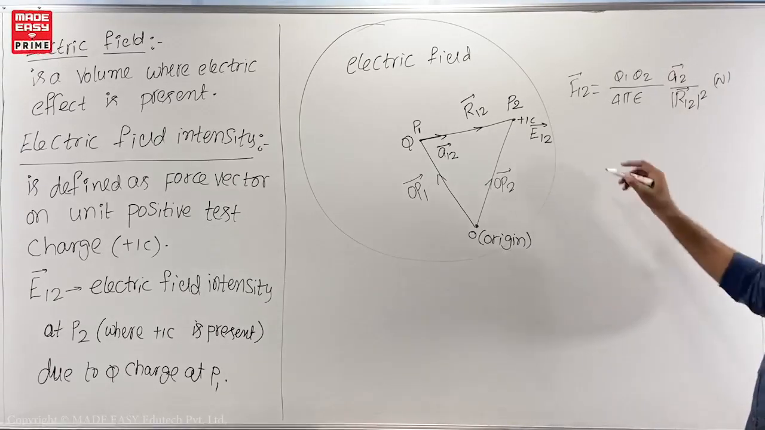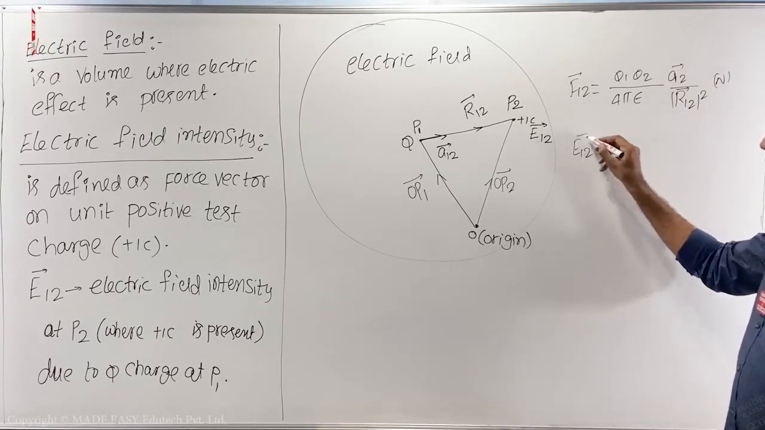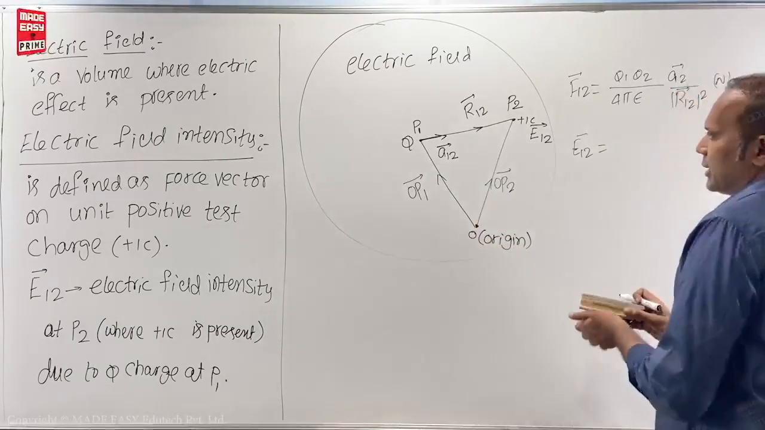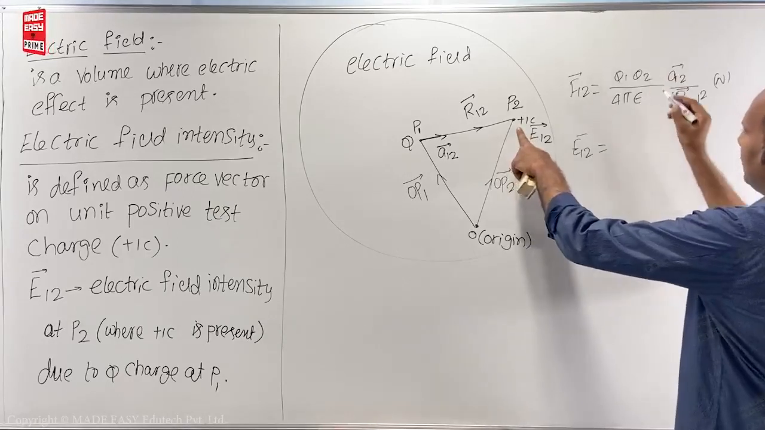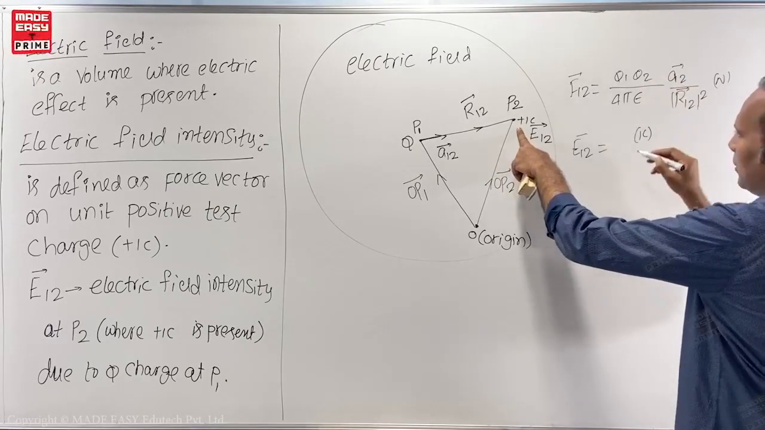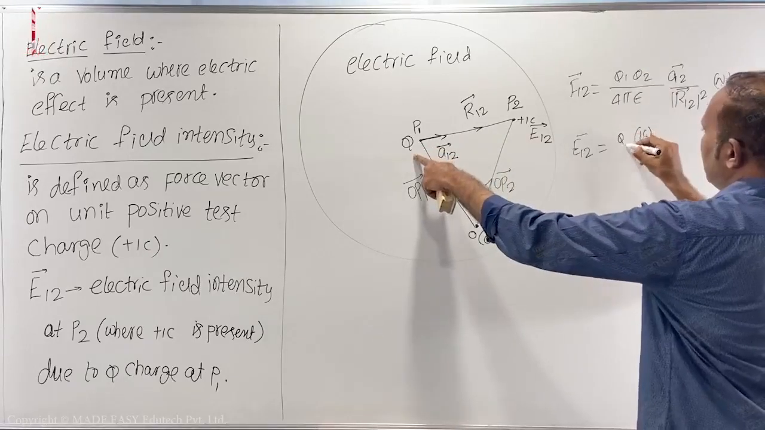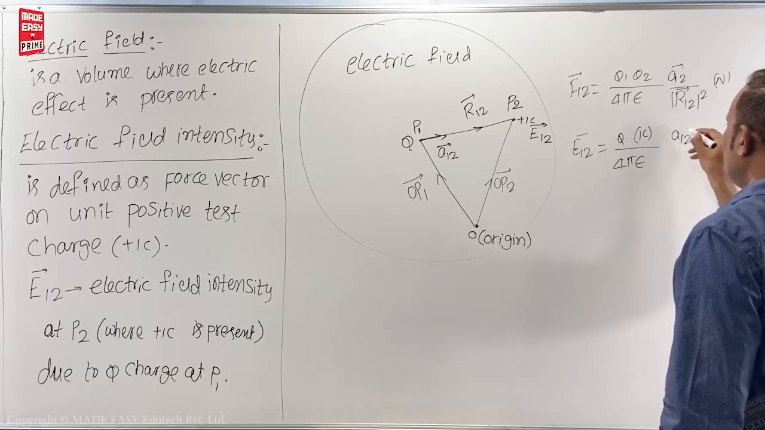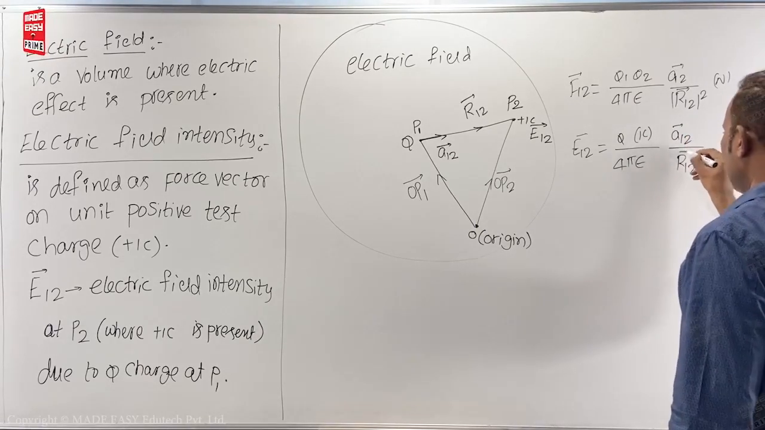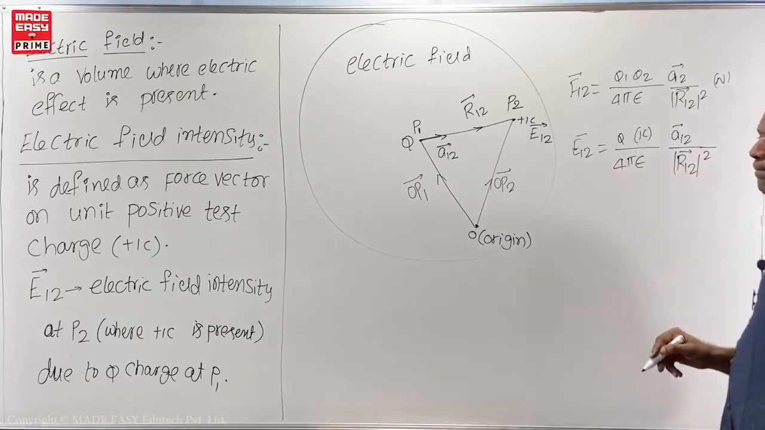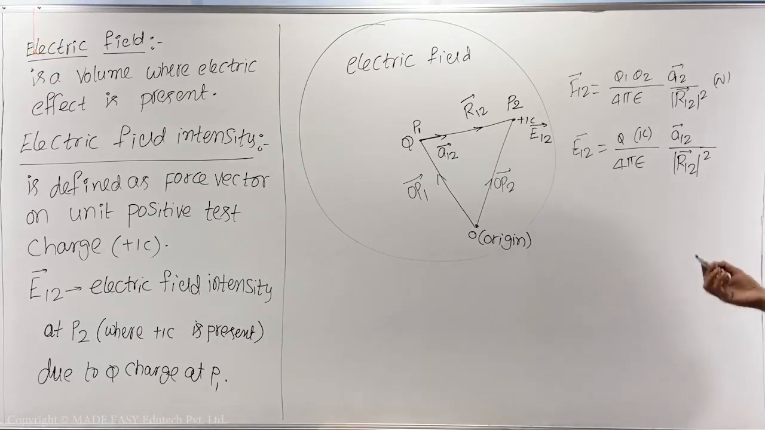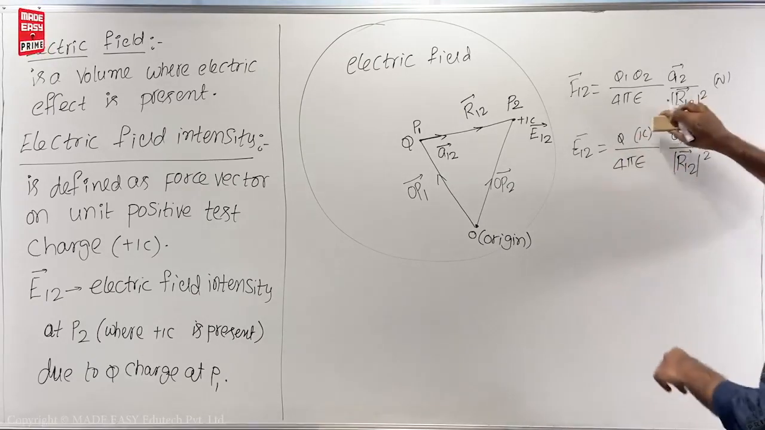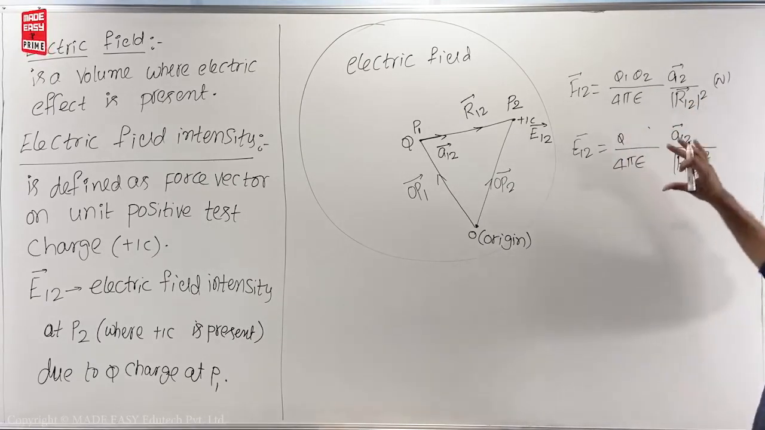Now what do we do? What is electric field intensity? E12 bar is equal to, what is the definition? It is defined as the force on plus 1 coulomb. That means Q2 is replaced with 1 coulomb, due to Q charge at point 1, divided by 4 pi epsilon, A12 bar divided by modulus of R12 whole square. So now this Q into 1 is actually Q only. Now this is the formula.